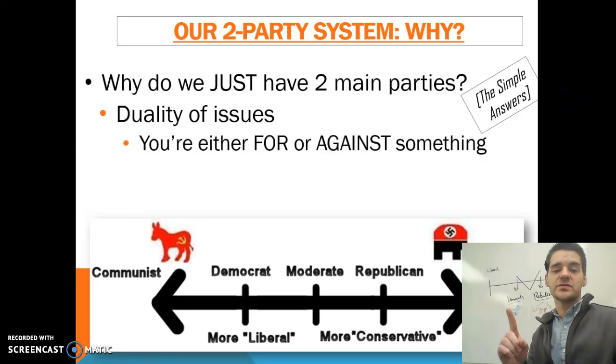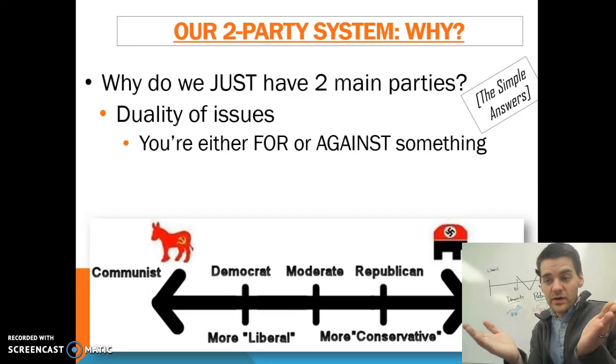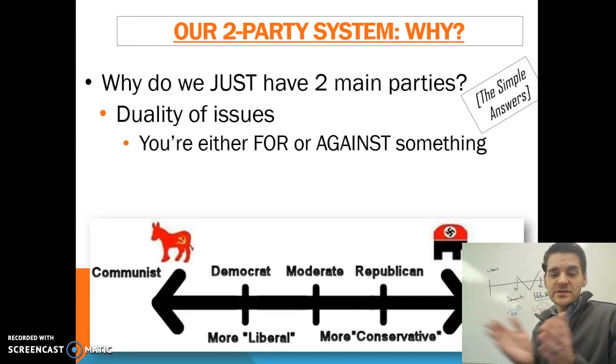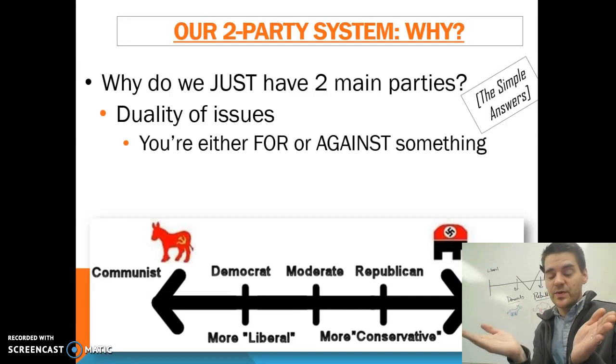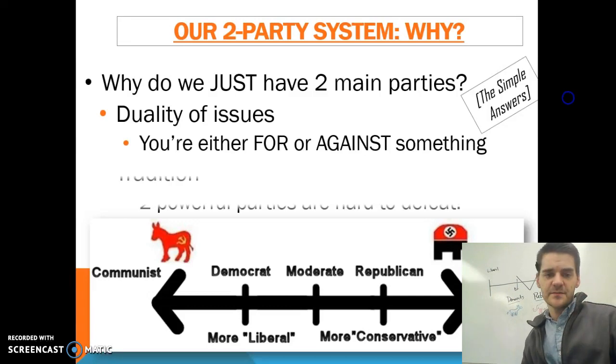The first simple answer is that most issues tend to be yes or no, or up or down, or for or against. And so it makes sense to have a Democrat and a Republican Party. You have 2 points of view on most issues, so you have 2 political parties. It kind of just lends itself to having 2 choices.